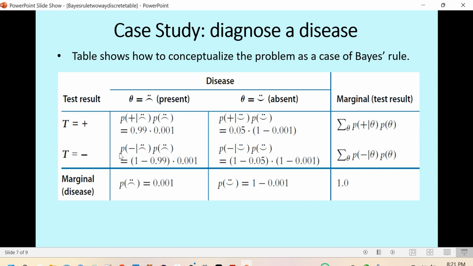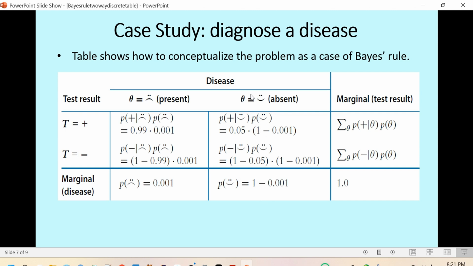So we multiply this together: the prior probability of disease times the conditional probability of a negative test result given this person has disease. Then we get this part for this field, which means the person has disease but the test is negative, right?